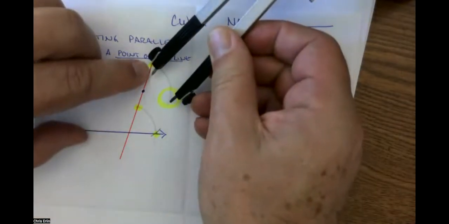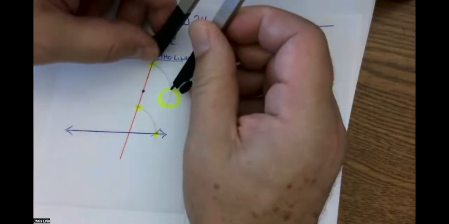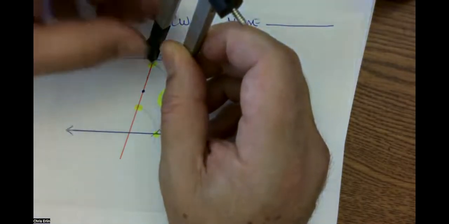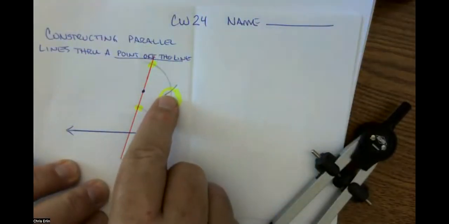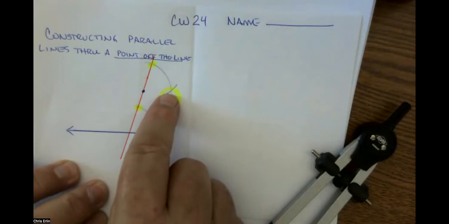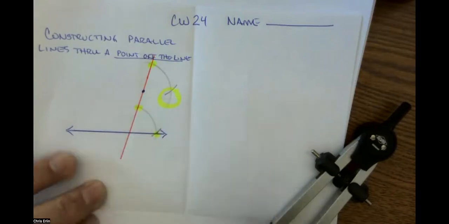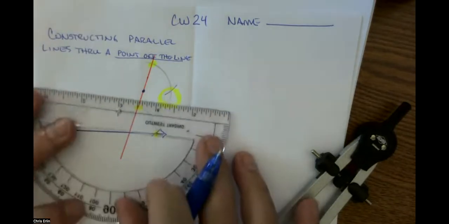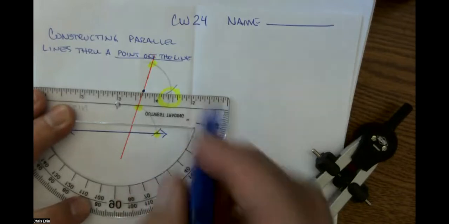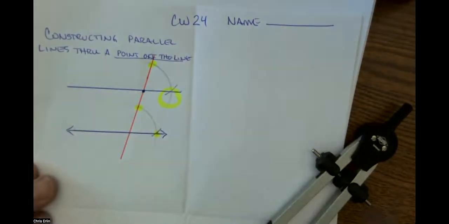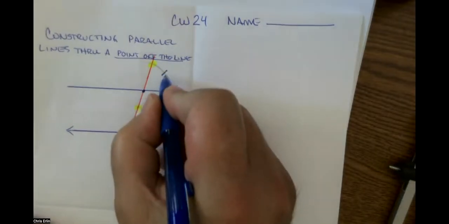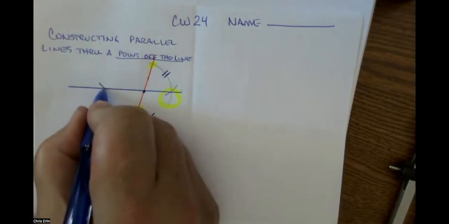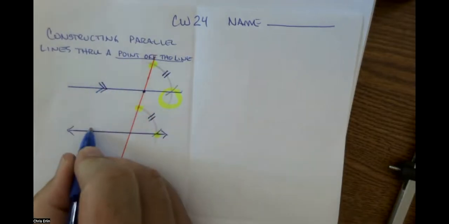And then I pick that up and reproduce the same thing for my other reference arc. So my needle is on the red transversal intersecting with my reference arc. And I use the same length that was saved in my compass to produce this other arc. The point of intersection of these two arcs, when tied together with my original point, should give me a line that is parallel to my original line. And I'll make a notation to show that this angle is the same as this angle, and my two lines are parallel.